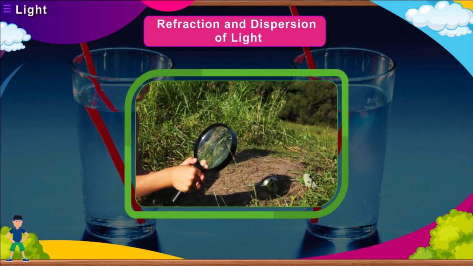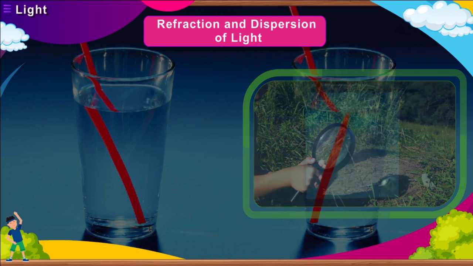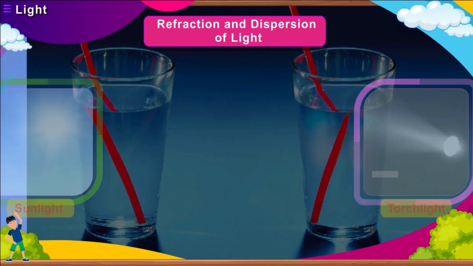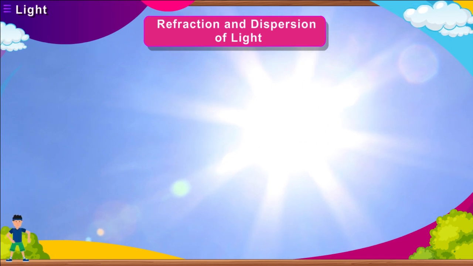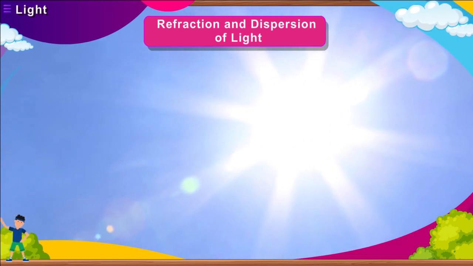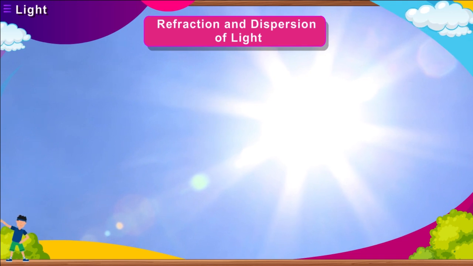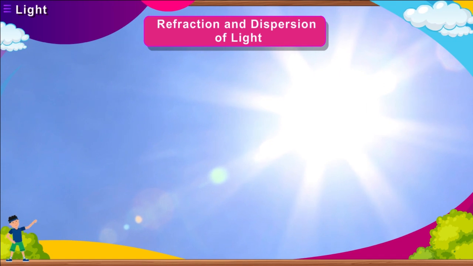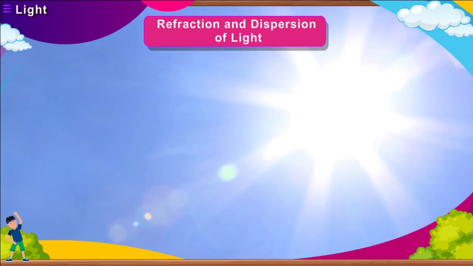Refraction can also cause white light to split into different colors. Example: sunlight and torchlight are the mixtures of lights of different colors. When the light from these sources bends sharply due to refraction, its constituent colors get separated. When the lights of all the colors are mixed in a certain proportion, it is seen as white light. Sunlight is an example of white light, which is a mixture of 7 colors.